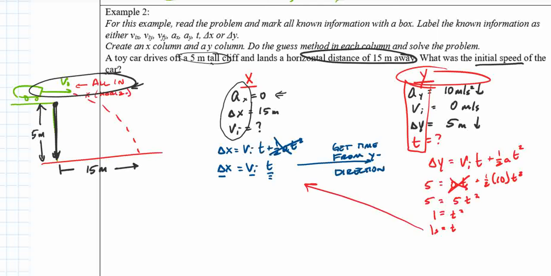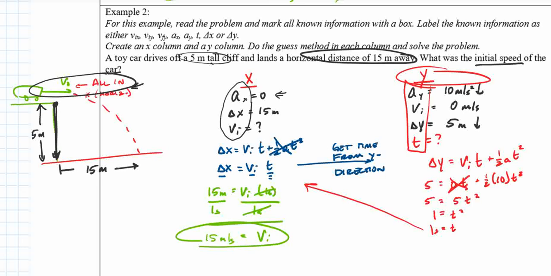So I can use that over here now that I've found it, and so that gives me the delta x, 15 meters, is equal to the initial velocity, which we don't know, which we're looking for, times 1 second. We'll divide both sides by 1 second, and we get that the initial velocity comes out to be 15 meters per second. Again, that's using the x and y columns and breaking our information up into x and y stuff. This is the only way you can solve these problems. These are the steps that you take.